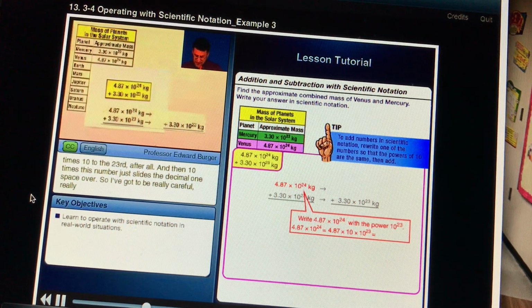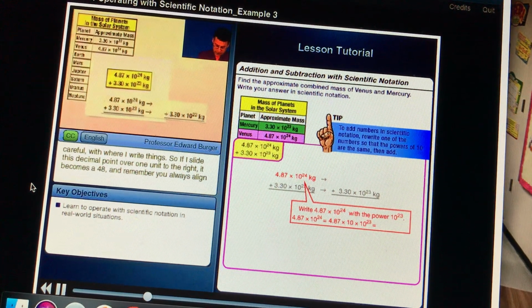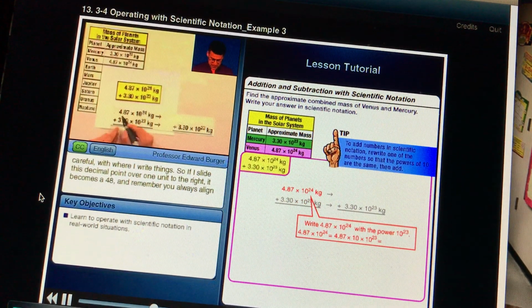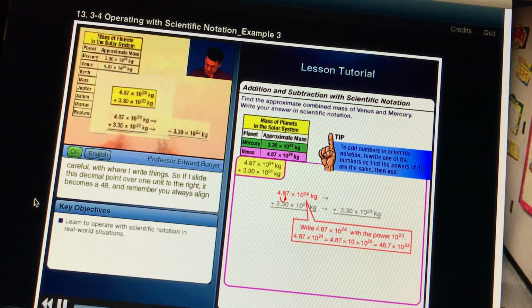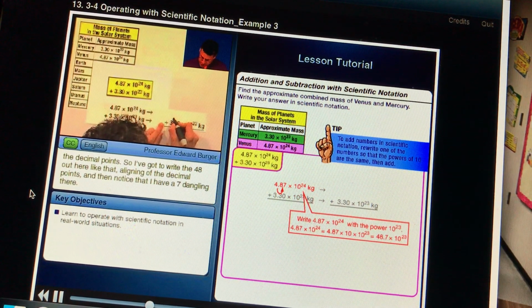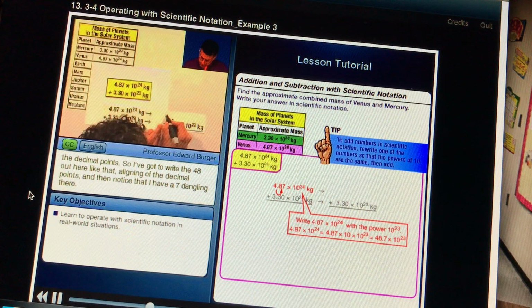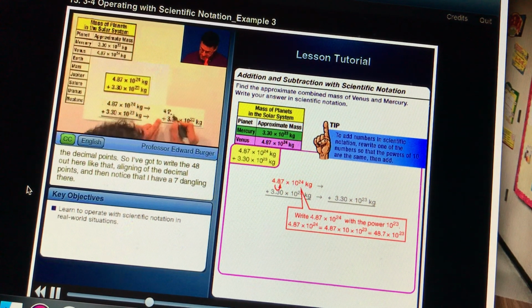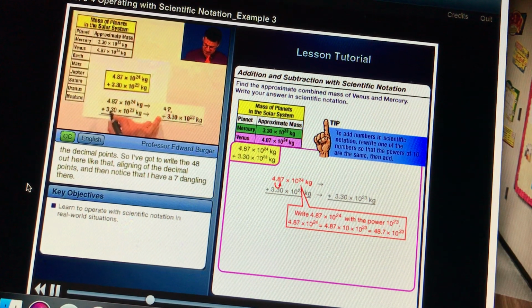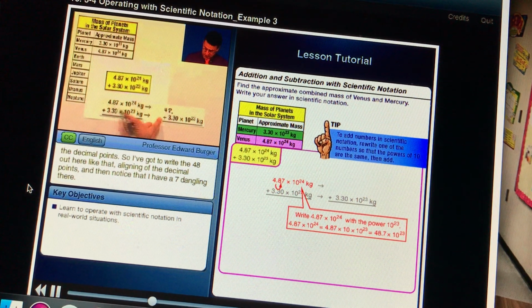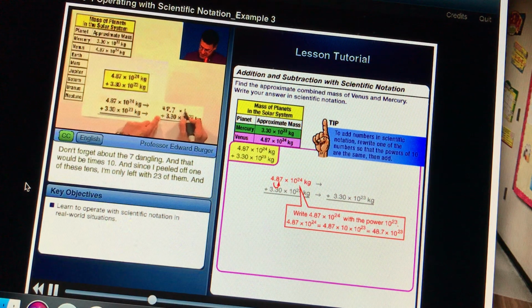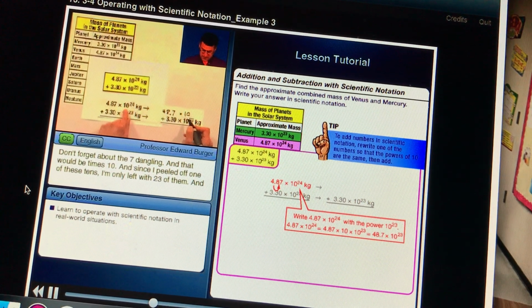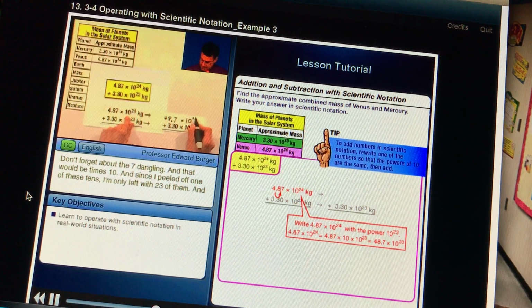So I got to be really careful with where I write things. So if I slide this decimal point over one unit to the right, it becomes a 48. And remember, you always align the decimal points. So I've got to write the 48 out here like that, aligning the decimal points. And then notice that I have a 7 dangling there. Don't forget about the 7 dangling. And that would be times 10. And since I peeled off one of these 10s, I'm only left with 23 of them.